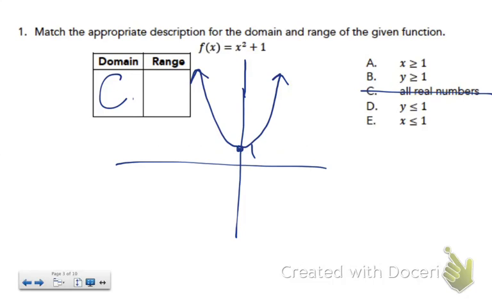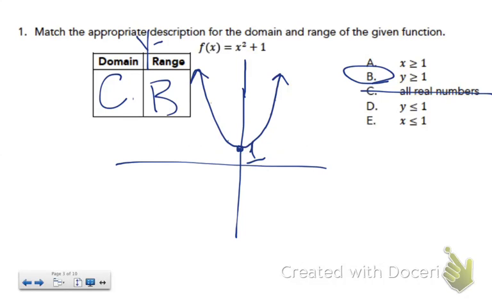And remember, range, we're thinking y values. Okay? And notice any point on this parabola is not going to be anywhere below 1. So in other words, the outputs, the y values, are all greater than or equal to 1. So B.